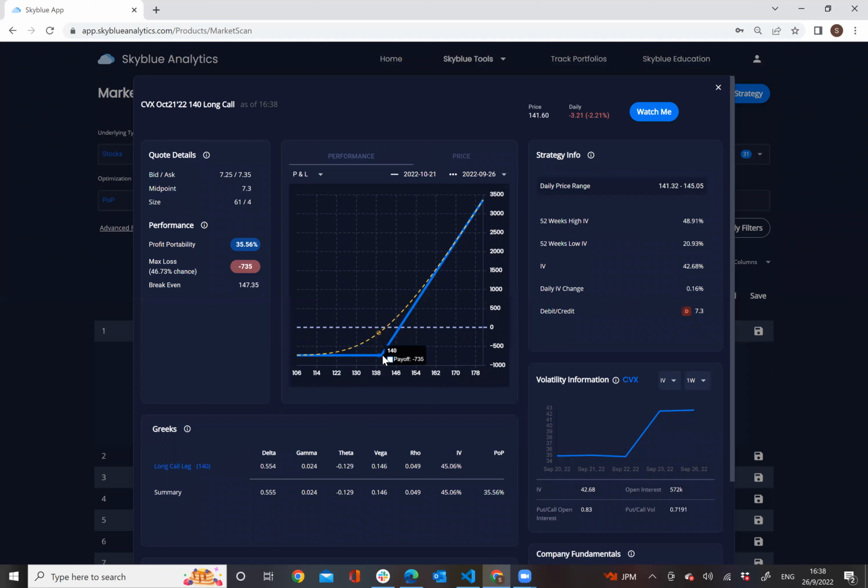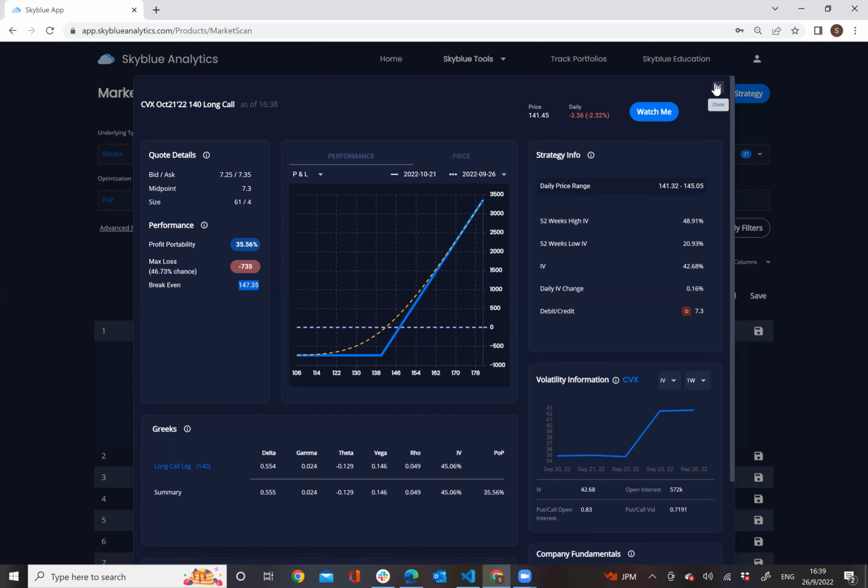Basically, when the contract expires, if the stock ends at 140 or below, you are going to lose $735. But the break-even point is going to be between 147 and 148. You have the value here. If the stock ends above this value, you are going to make a profit.